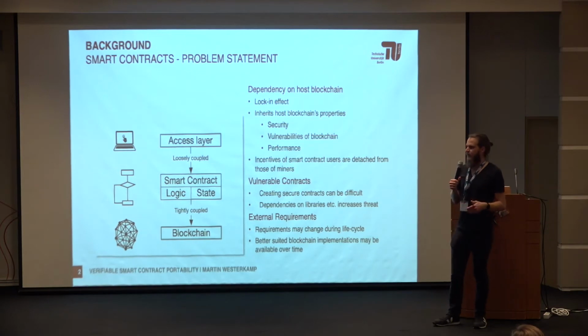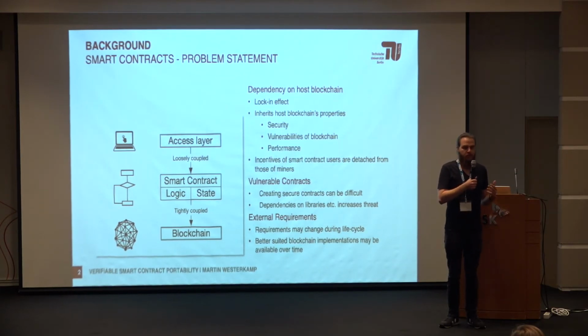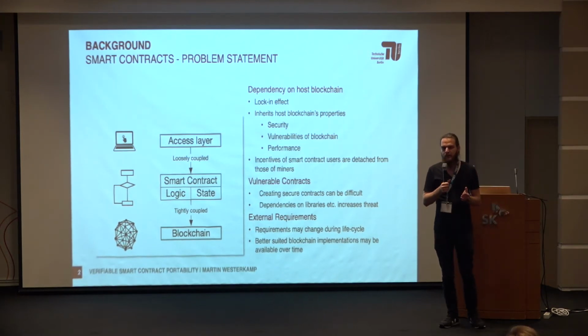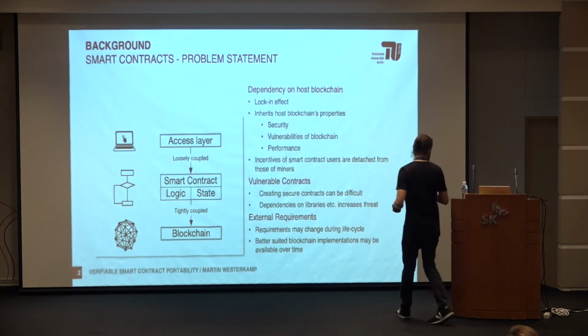And lastly, over the life cycle of a smart contract, we may have varying or changing external requirements. Such requirements could, for example, create the need for changing from a permissionless to a permissioned blockchain, or we could just have a new blockchain that is better suited for our given use case.